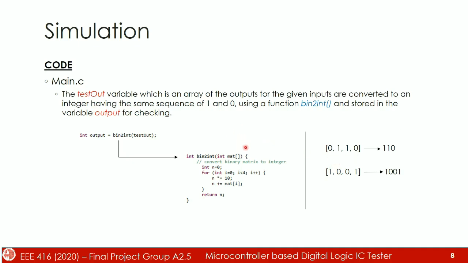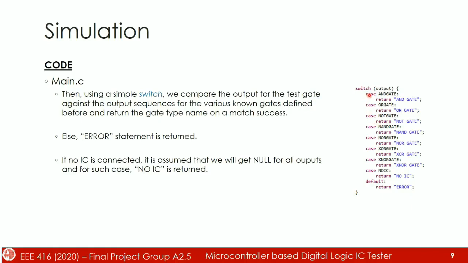In order to compare those against the defined output sequences as mentioned before, we convert the array into a corresponding integer having the same sequence of ones and zeros. For example, if the array has 0 1 1 0, it is converted to the corresponding integer 110 using the bin to int function. Now using a simple switch statement, we check the output sequence against the defined output sequences and return the name of the gate. If none of the gates matches, then by default we return an error, and if we get all nulls for all the 4 input sequences, then we return no IC.